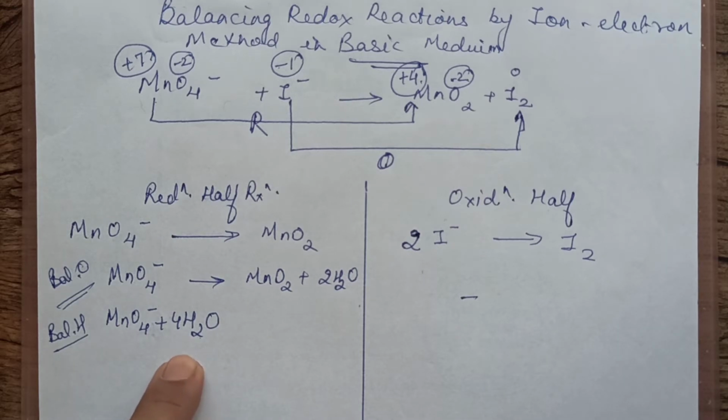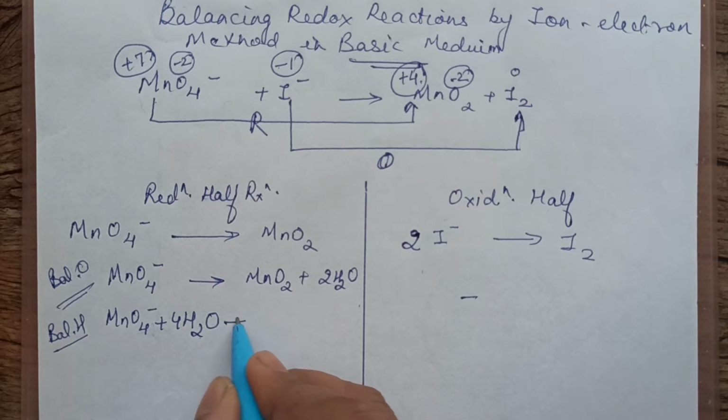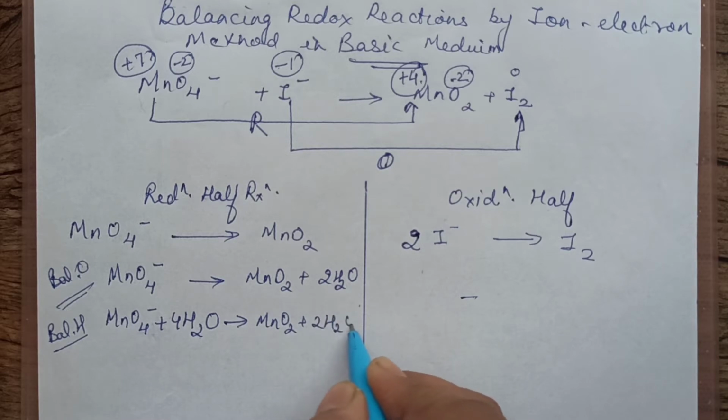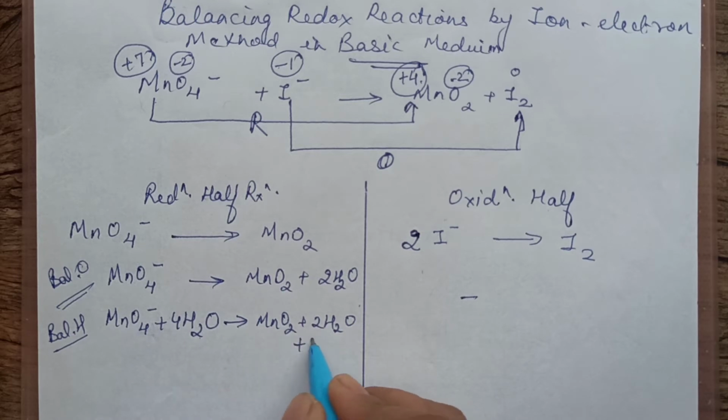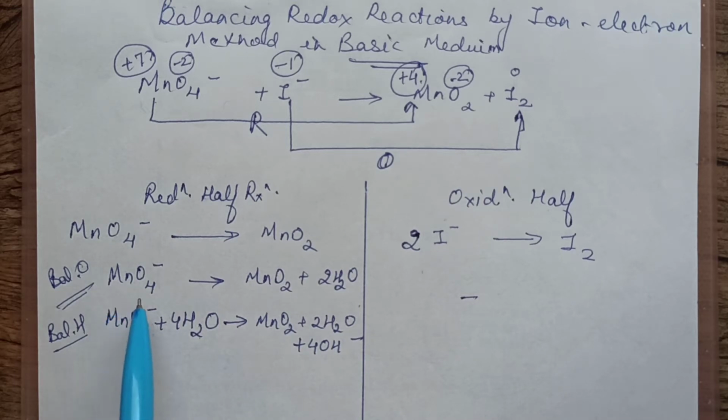There were fewer hydrogens on the left hand side. I have added 4 because 4 were less. Don't bother that when I write 4 into 2 it becomes 8, because we will be compensating the hydrogen atoms by writing the same number of OH minus. As you have written water on the left hand side, you add the same number of OH minus on the right hand side. Did you follow this step? 4 were less on the left hand side, so I wrote 4. First you check how many are less. That many water I add on the left hand side. How much water you added on the left, the same number of OH minus you add on the right hand side.